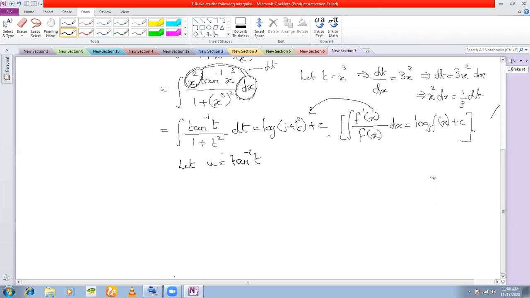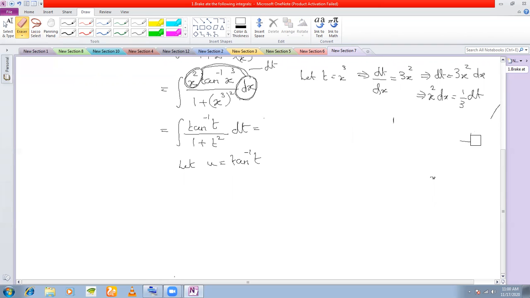Understood? Wait, this is not this rule, because in the numerator we don't have the derivative of the denominator. In fact, when we integrate the denominator we get the numerator. So what you do is, you proceed in this way, that is, you say let u is equal to tan inverse t.